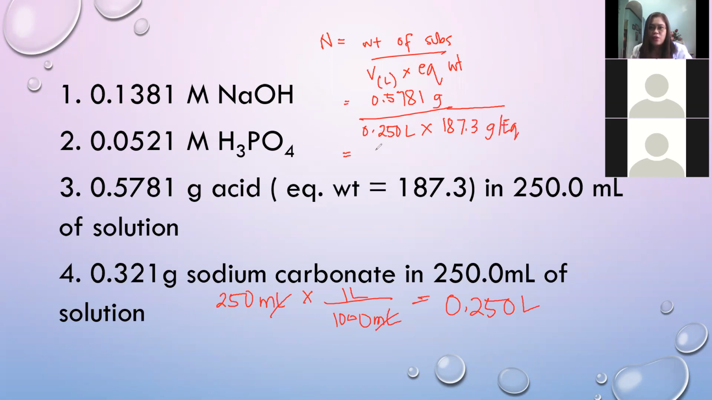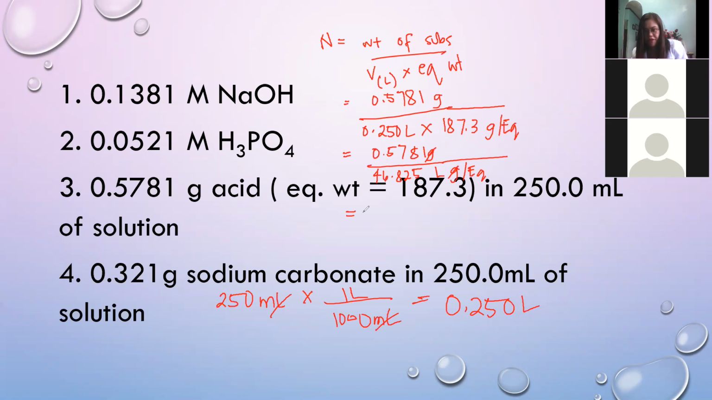Okay? So let's multiply first itong nasa ilalim. 0.250 times 187.3 is 46.825. The units, we have liter, grams per equivalent. And then we will just divide, makancel ang grams.